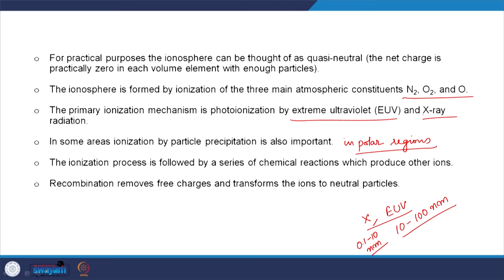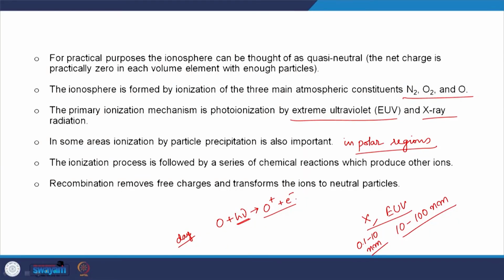The ionization process is followed by a series of chemical reactions which produce other ions. It is not a single step process, rather very long cycles of processes exist for various species to account for the observed electron density with respect to height. Once the electrons and ions are formed, let us say for example, atomic oxygen releases an electron. This happens during the daytime when there is available photon.